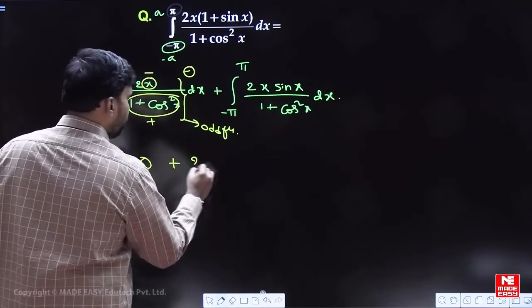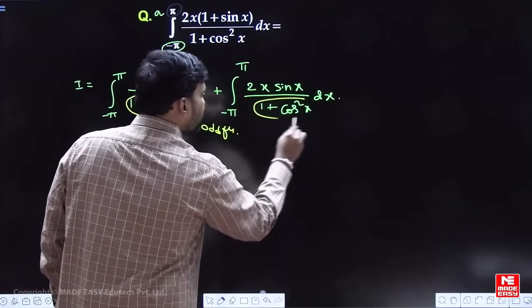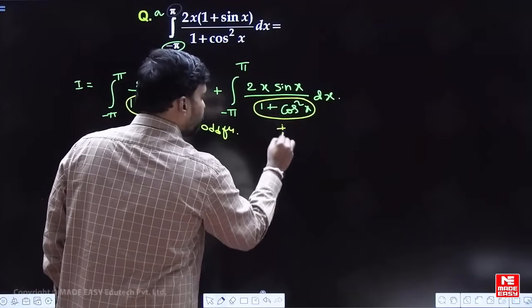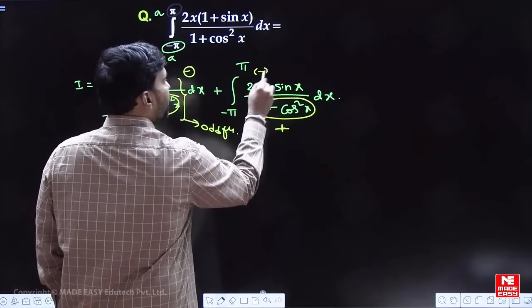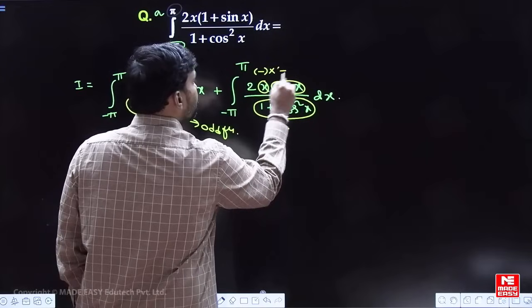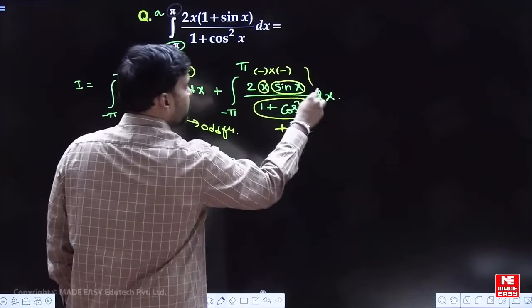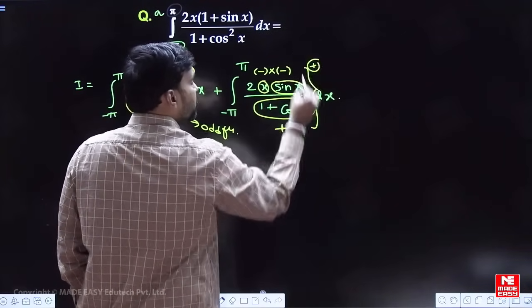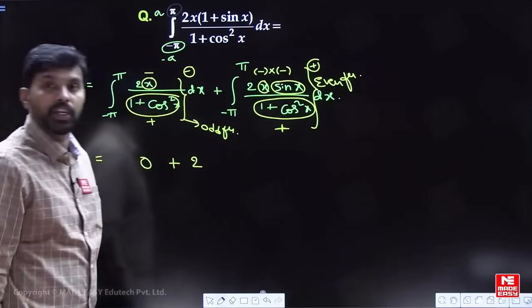Now we go into this. Yes, let's take the 2 outside. Now you look at this. So 1 plus cos square x is an even function, so plus, and x is an odd function, minus, into sine x, which is an odd function, so that is also minus. So minus into minus is plus, and plus by plus is plus. Plus means it is an even function here.